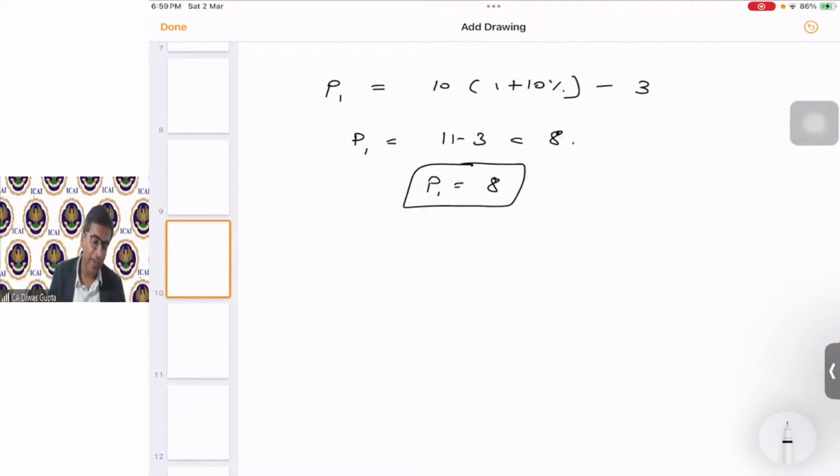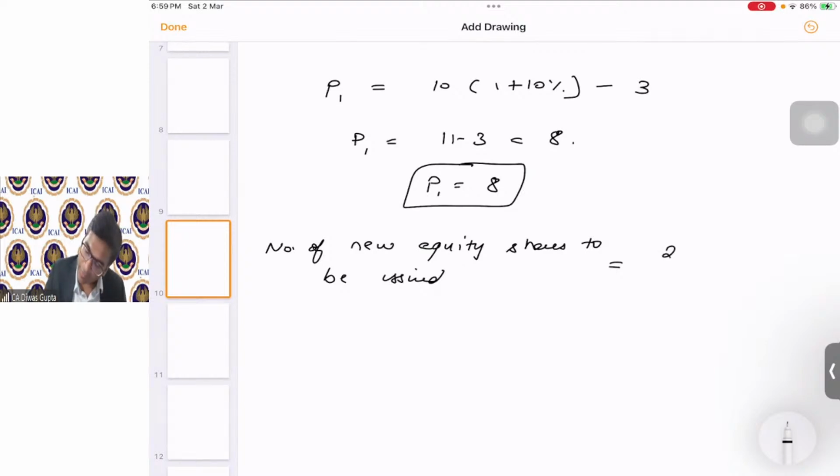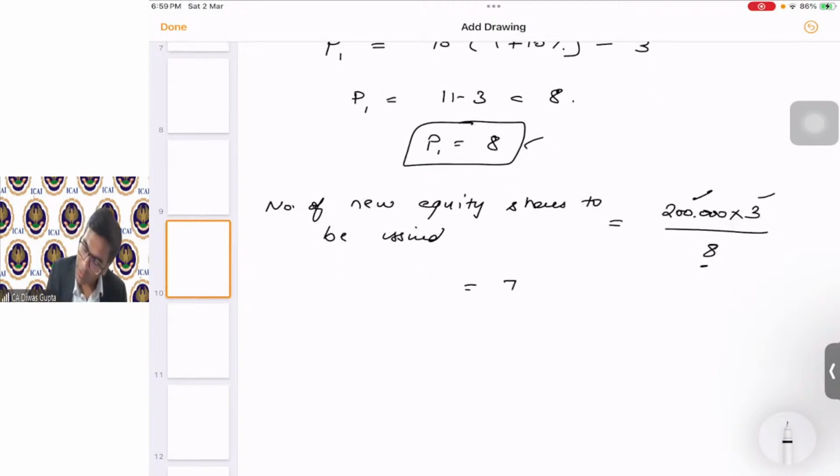Now, we have to calculate how many new equity shares are to be issued. 2 lakhs into 3 rupees divided by 8. So 2 lakhs are the number of shares, 3 rupees is the dividend. Total amount we need is 6 lakh rupees. And 8 rupees is the current price that we have calculated using this formula. So that means the number of shares to be issued is 75,000. Okay.